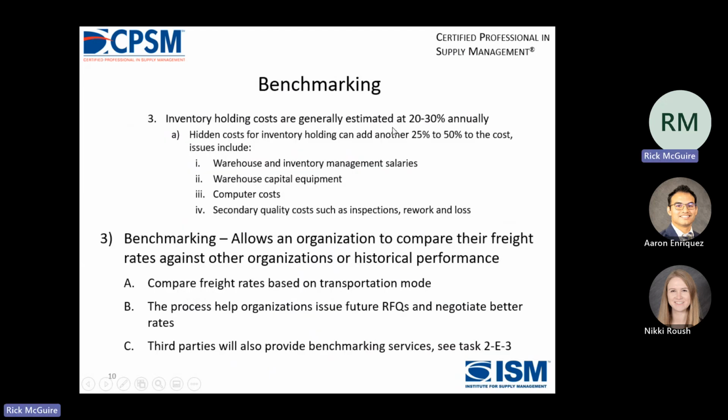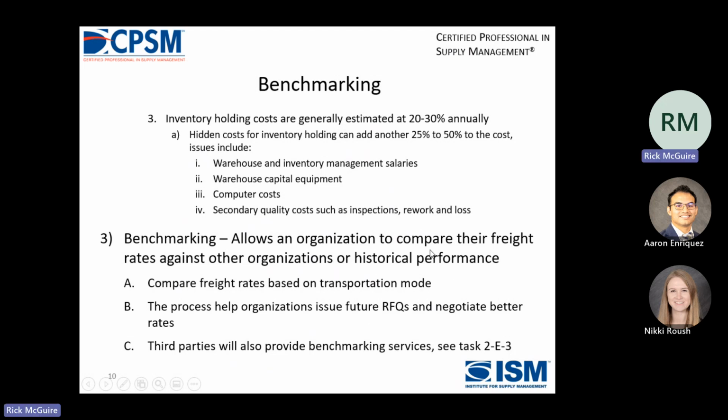Inventory holding costs are generally estimated at 20 to 30% of the value annually. So hidden costs for inventory holding can add another 25 to 50% to the costs. Things like warehouse and inventory management salaries, warehouse capital equipment, computer costs, secondary quality costs such as inspection, rework. This is what really starts getting expensive. So inventory holding costs can vary anywhere from 20 to about 50, 60% of the value of the items annually.